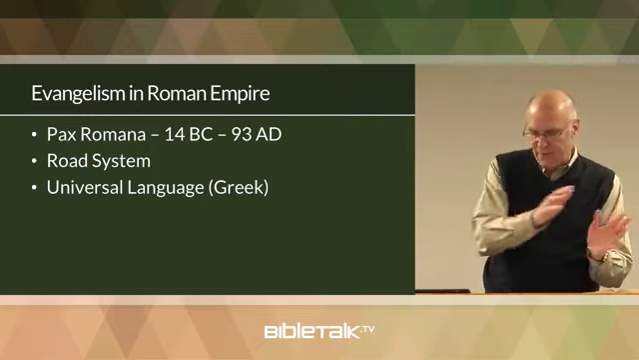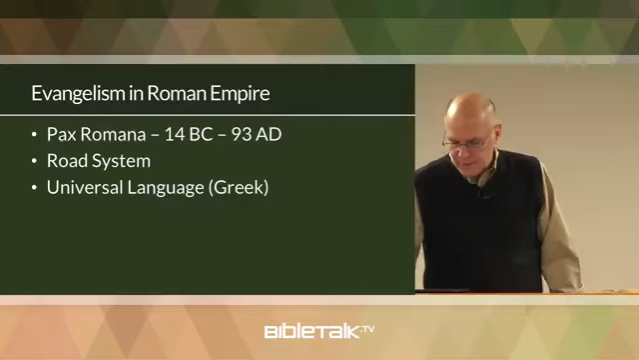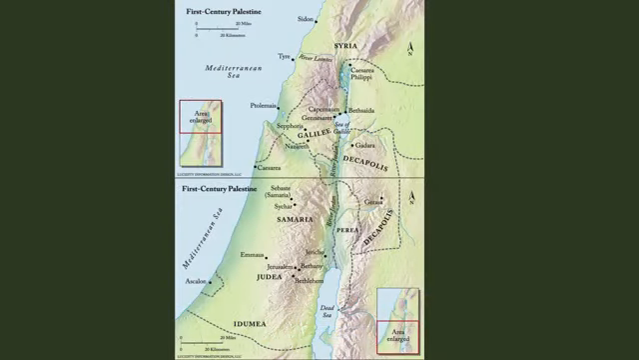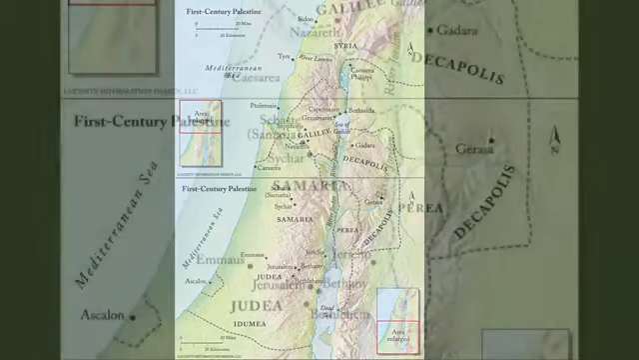So a little background about the eras. All right, a little bit more here, we're almost done. Show you a little map. You've probably got this map in your Bible. Key locations in Jesus' ministry.